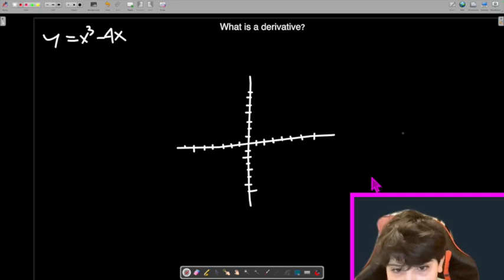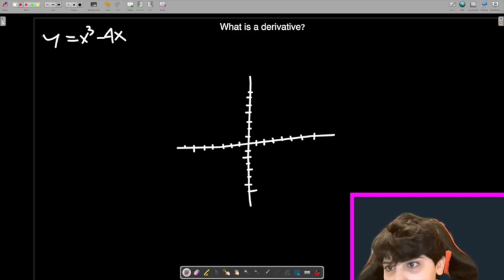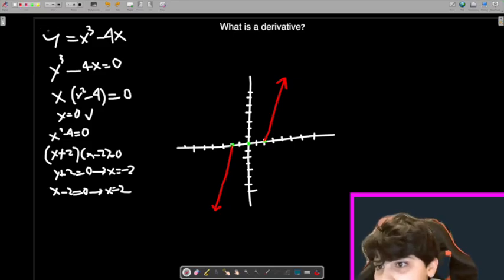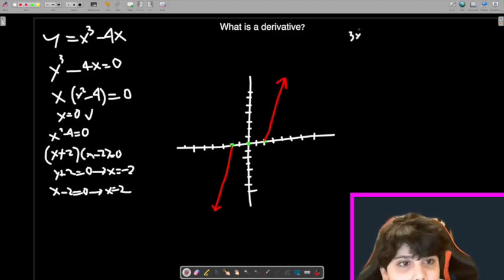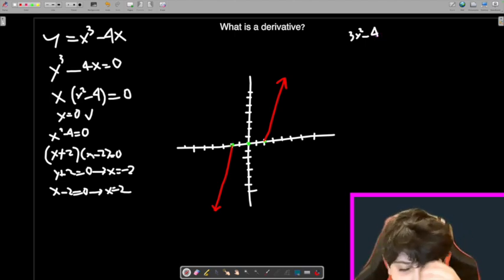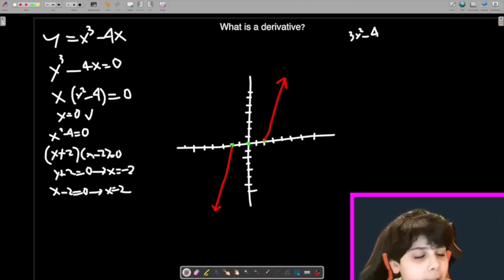Another application of derivatives is finding the turning points of something like a cubic function. Let's take x cubed minus 4x. Let's find the derivative of x cubed minus 4x. I'm not going to go too much over the actual differentiation process, but just trust me. It's equal to 3x squared minus 4. We'll talk about how to actually find the derivative in the next video.